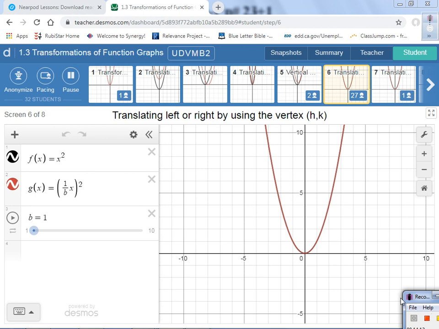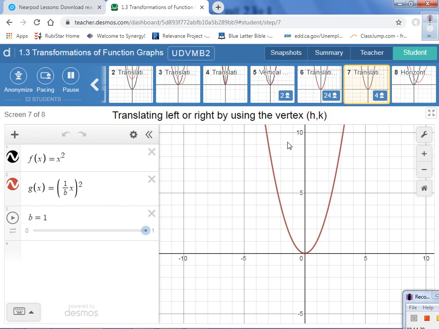So what happens to the graph when b is greater than 1, Jake? It stretches sideways. In other words, it stretches horizontally. That is correct. It stretches horizontally. Okay, go to the next slide. Slide number 7.